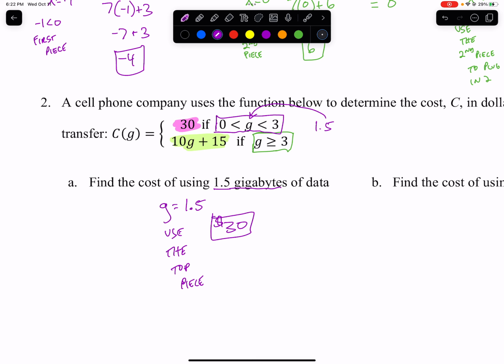That one's kind of weird because there's no G to plug into. If I look over here at 30, there's no G to plug it into. So no matter what G is, if it's between 0 and 3, it's just $30. And that makes sense. A cell phone company for the first 3 gigabytes might just say it's a flat rate of $30, then start charging you an overage for when you go over 3 gigabytes. And then the more you go over, the more expensive it gets. So that's why you have an equation here. As G gets bigger, this cost gets bigger.